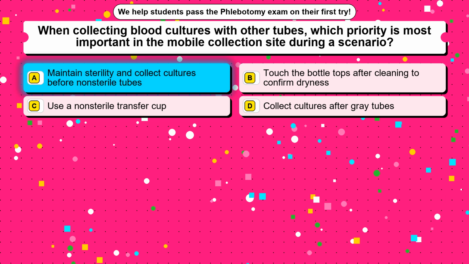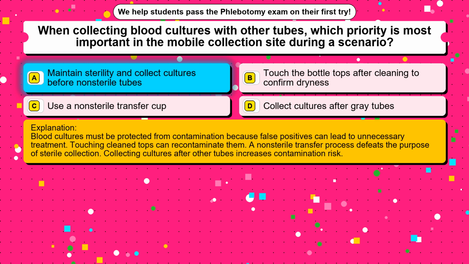The correct answer is option A. Maintain sterility and collect cultures before non-sterile tubes. Blood cultures must be protected from contamination because false positives can lead to unnecessary treatment. Touching clean tops can recontaminate them. A non-sterile transfer process defeats the purpose of sterile collection. Collecting cultures after other tubes increases contamination risk.